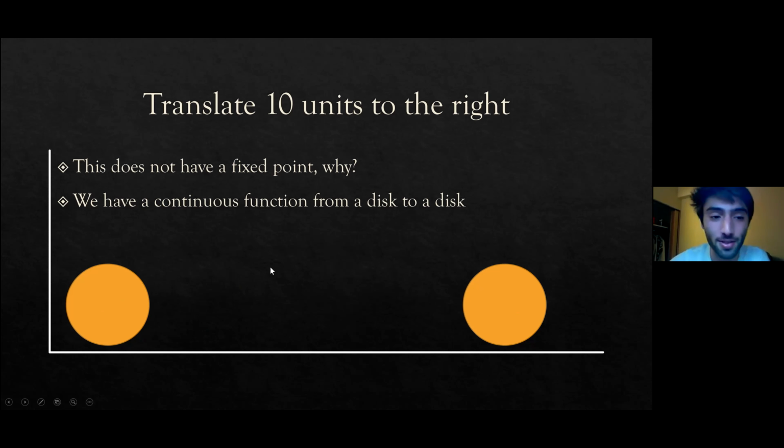If you remember back to where we defined what a disk was, where x_1 squared plus x_2 squared is equal to 1, if you translate it 10 units to the right, you're not going to have it equal to 1 anymore. So that's why it's not a contradiction. So yeah, that's not going to have any fixed points.